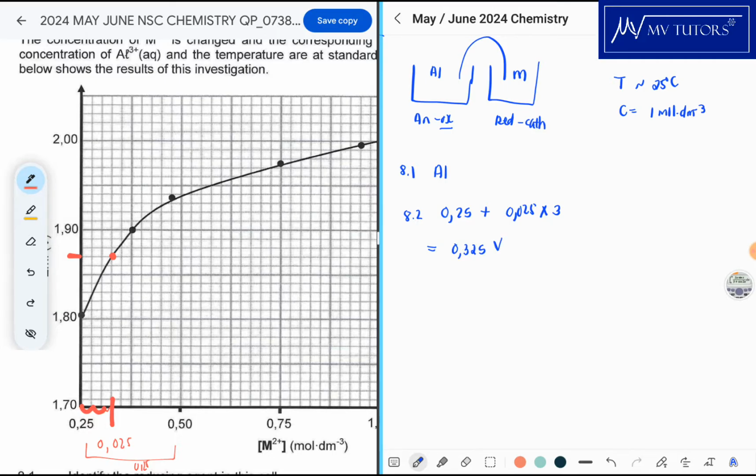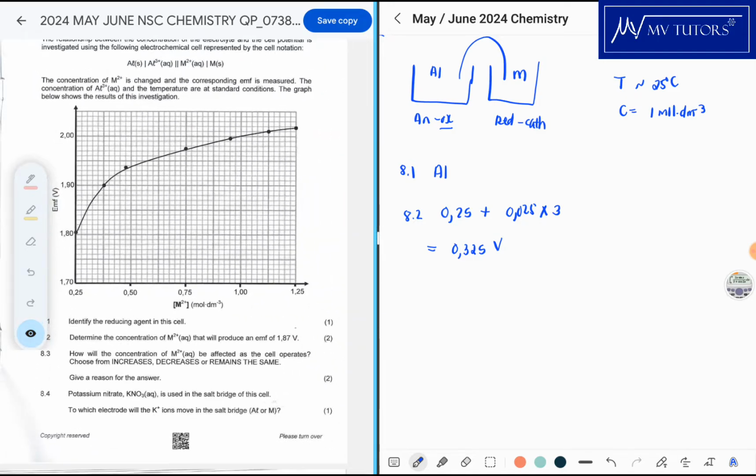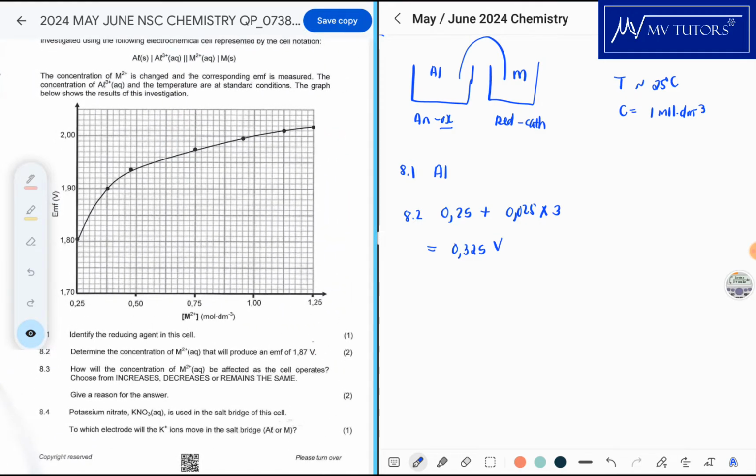volts. Did you answer the question? Just make sure: determine the concentration. Oh my word, this is not volts, this is concentration. Mole per cubic decimeter. So we got it.